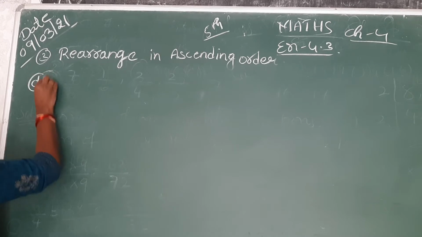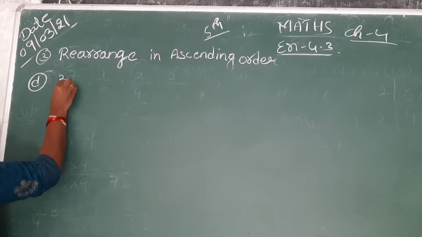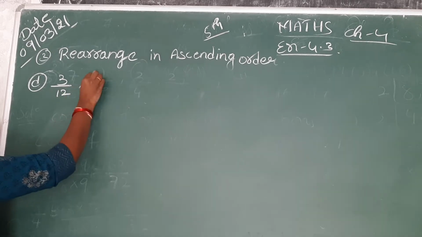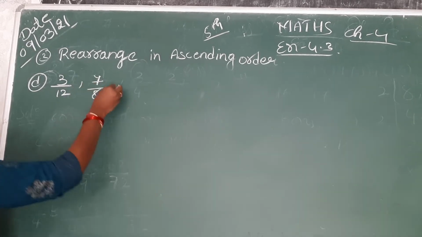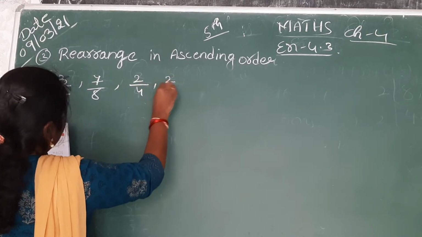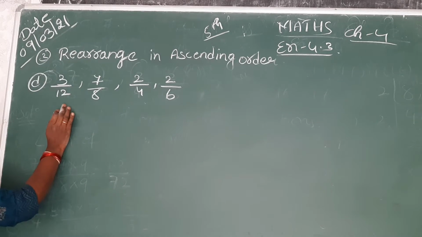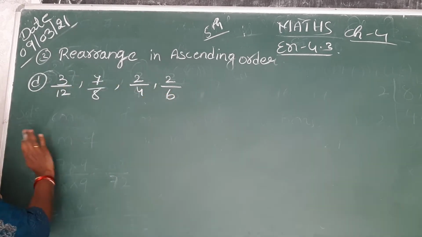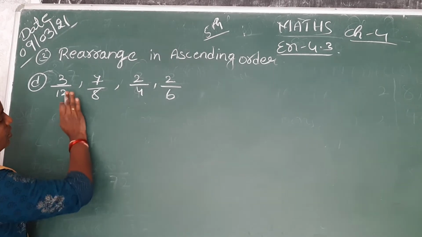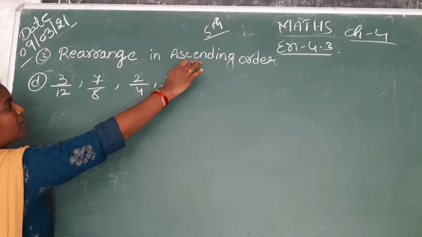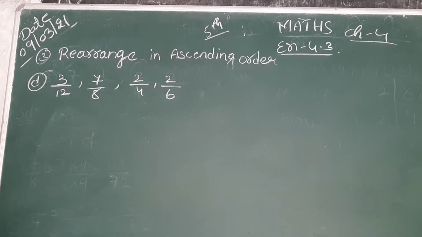So now I am going to explain you D1, that means the fourth problem in the third bit. Write the fractions first: 3 by 12, 7 by 8, 2 by 4, 2 by 6. Here are given 4 fractions. These are the fractions. So now what we have to do? We have to rearrange these fractions in ascending order. Ascending order means small number to big number, increasing order.